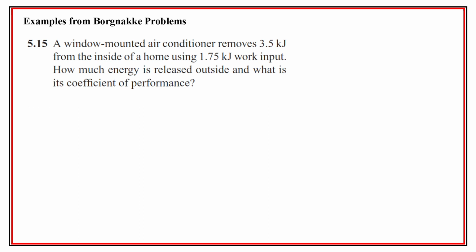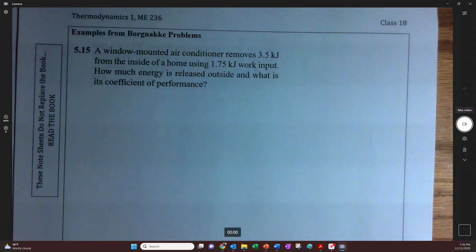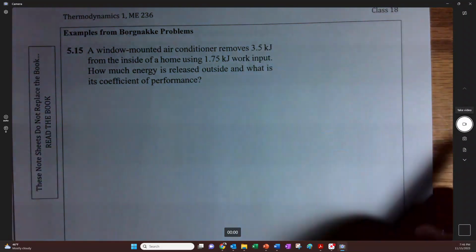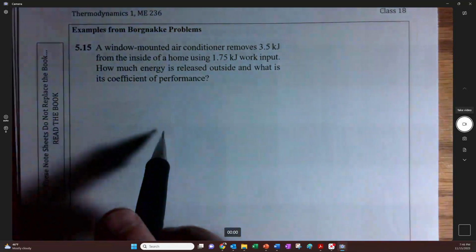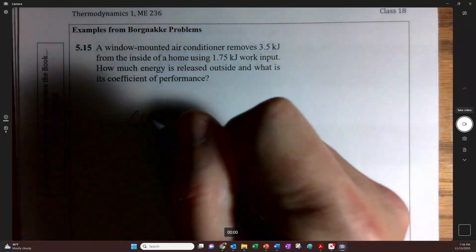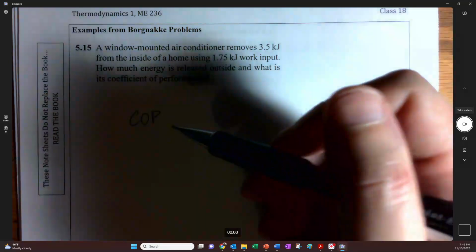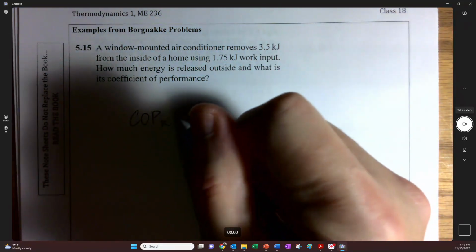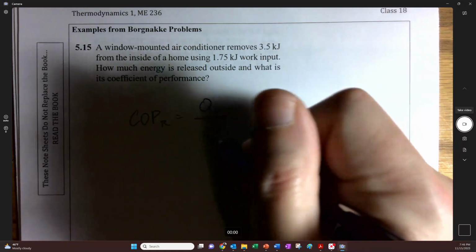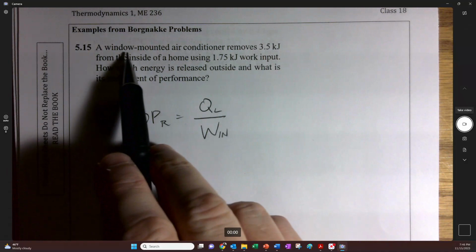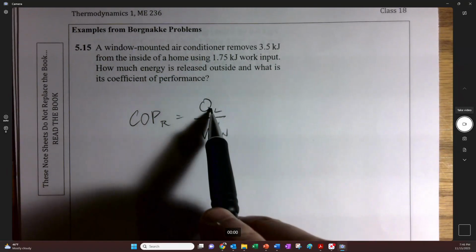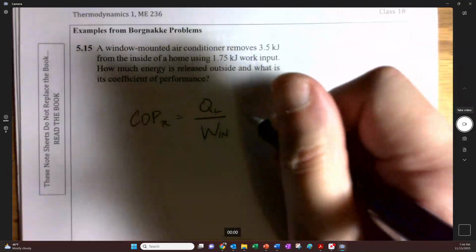I don't think there's any Carnot action in this particular problem. We don't know the temperatures, so we can't do the Carnot thing. But we can get the coefficient of performance, which for a refrigerator is QL divided by work. And it says that it removes this, so that's the QL. They're already telling us that.